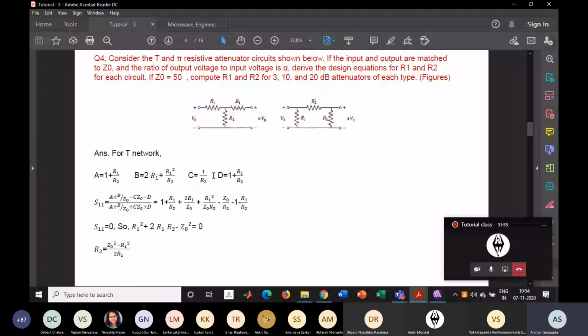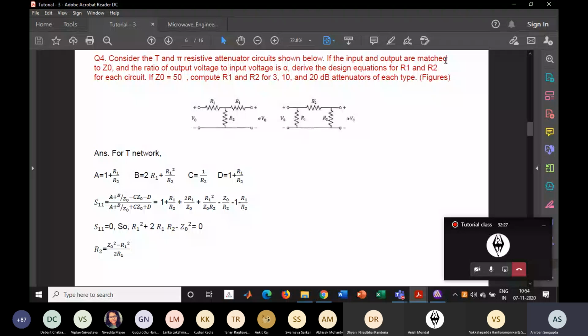Now what are the equations for S11 and S21? So the S11 transformation equation is (A plus B by Z naught minus CZ naught minus D) divided by (A plus B by Z naught plus CZ naught plus D). Put those values here and use this equation S11 equals 0, as it is shown that input and output are matched. So that means S11 is 0, S22 also 0.